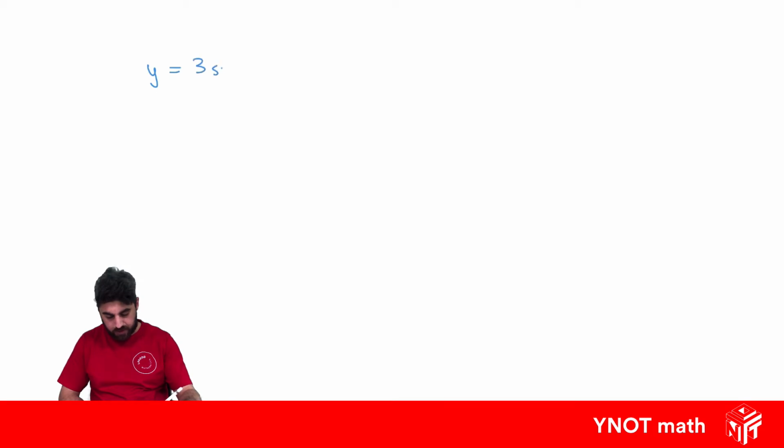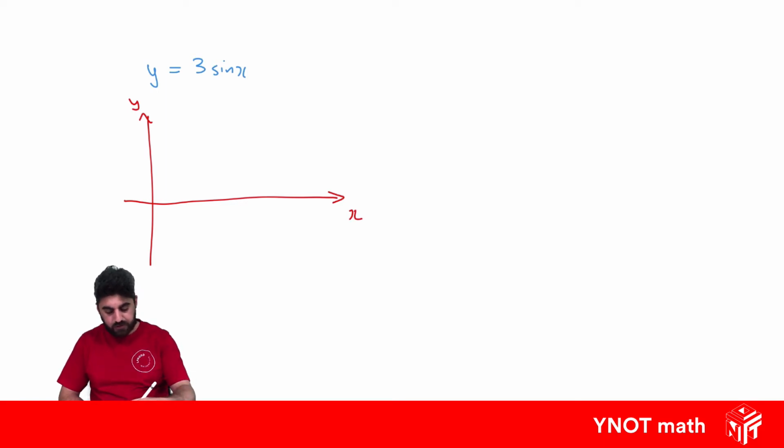Let's have a look at y equals 3 sine x. So we've got to use our knowledge of our basic functions in order to graph these. So we've got our xy axis, and every graph I'm going to do in this video is going to be between, x is going to be between 0 and 360. So the only thing that's changed from our basic function, we've got this extra 3 here.